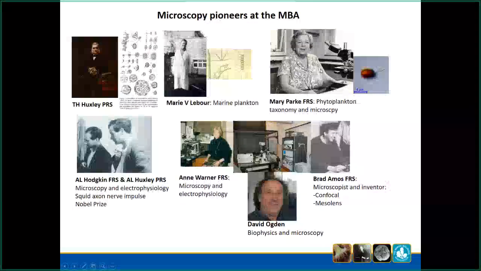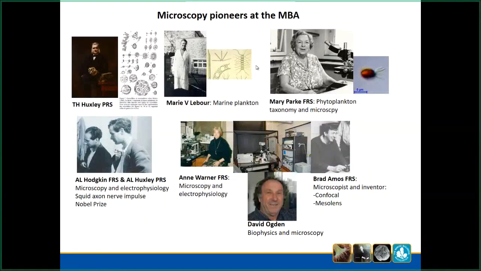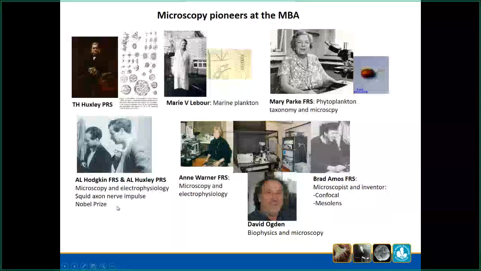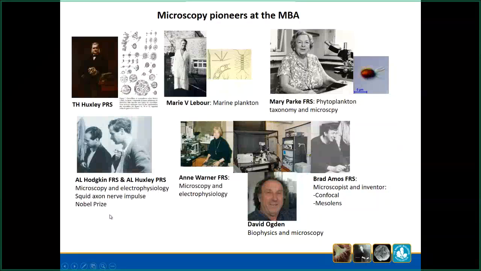Another notable example is Mary Parke, a world expert and renowned person on phytoplankton taxonomy and microscopy. She established the Plymouth Culture Collection, or was instrumental in bringing it up to the modern day. We mustn't forget Hodgkin and Huxley, who weren't members of staff of the MBA, but they did a lot of their work at the MBA on the squid giant axon. They were some of the first people to develop electrophysiology along with microscopy, and of course they won the Nobel Prize for their work on the nerve impulse and the theory of ion channels.